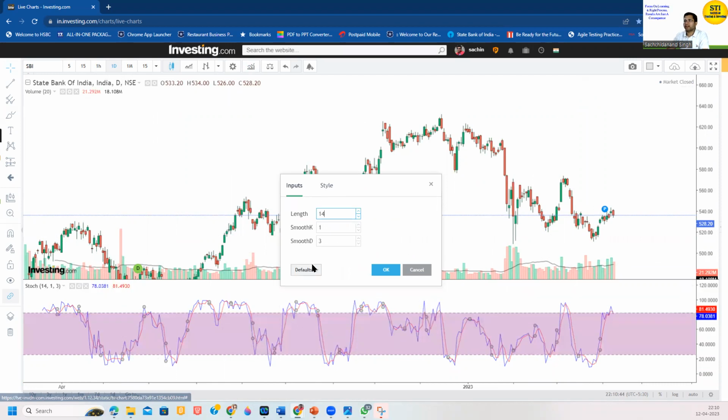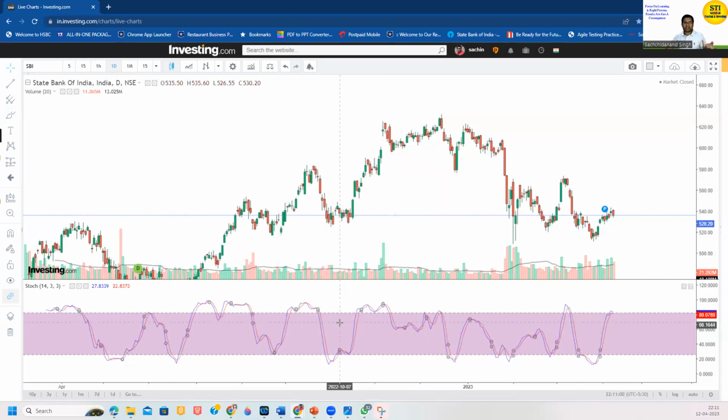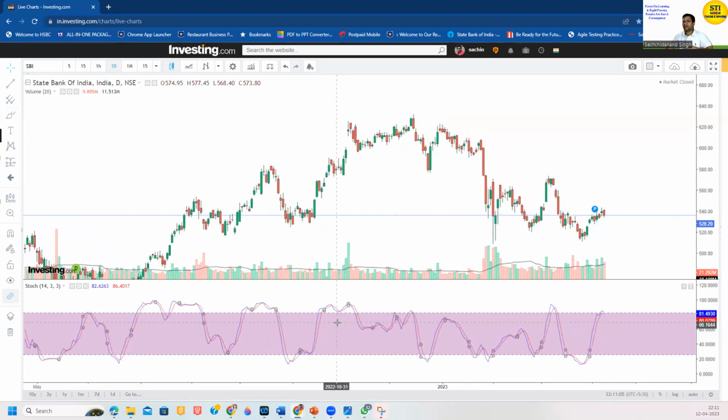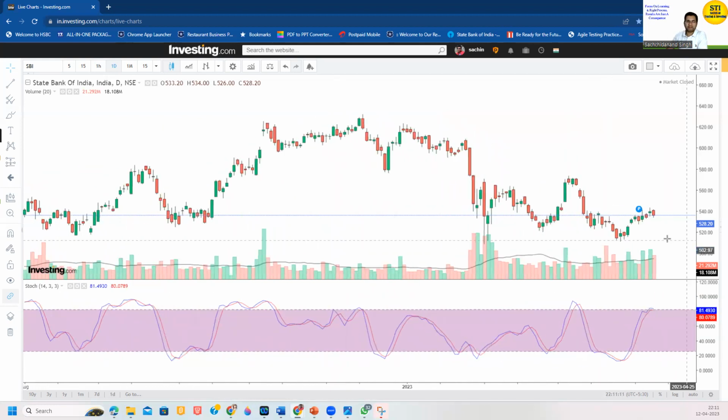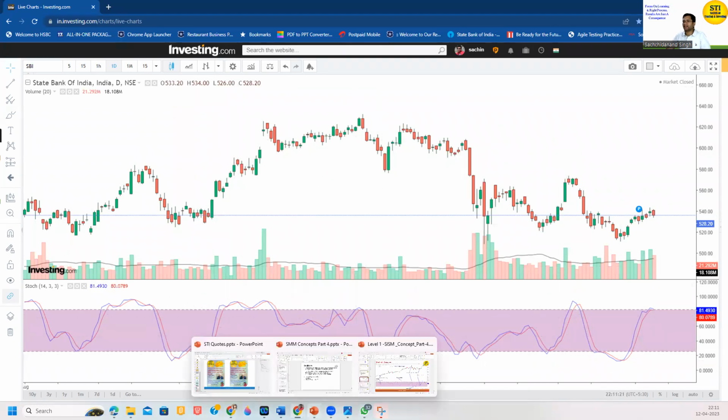It will open up this particular page. Length is 14 by default. I'm not going to change anything. Where it says smooth K, I will delete it and make it 3, and smooth D is okay. That is the only change I'm making to the indicator to make it look smooth. Otherwise, there is no other reason. So now it will be smooth. It will look nice to your eyes and be better to use whenever you want to identify something from this particular indicator. So this is how we need to add it to the chart.